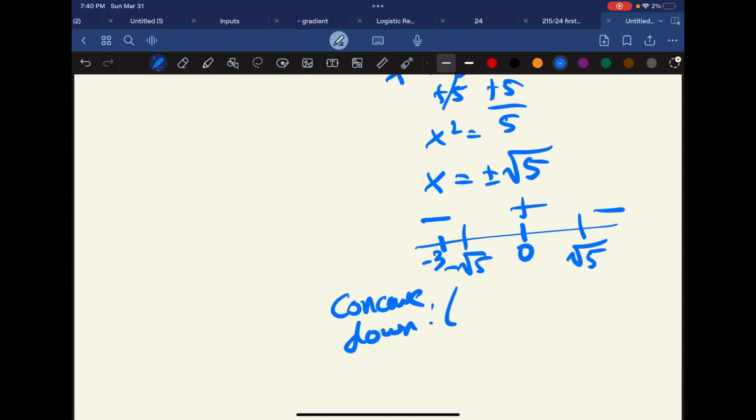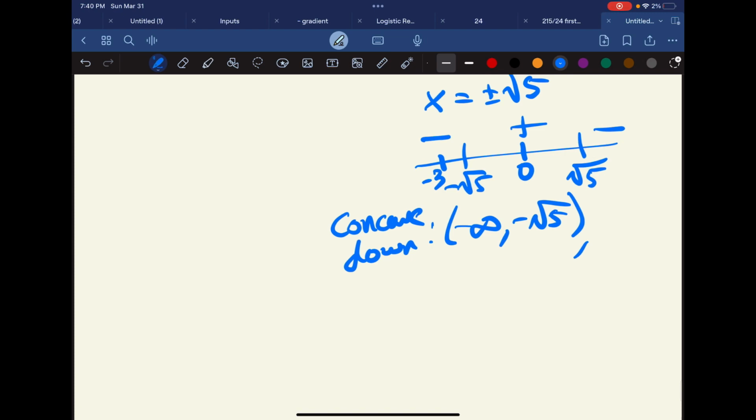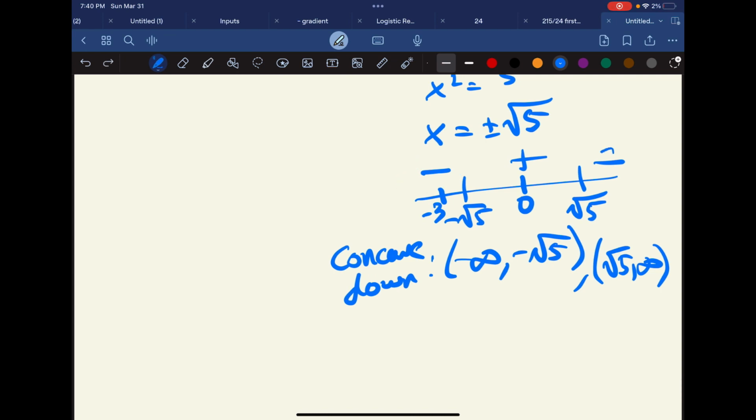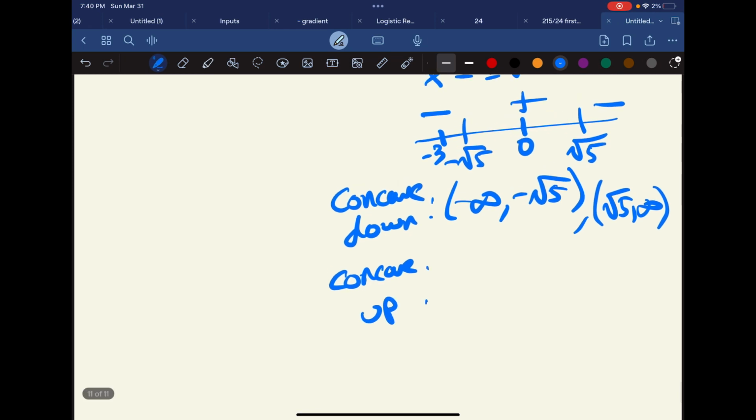So, okay, now we can say we are concave down on the interval from negative infinity up to negative square root 5, and then again from square root 5 to infinity, because that's where our second derivative is negative. And we are concave up where our second derivative is positive, so that's going to be from negative square root 5 to square root 5.